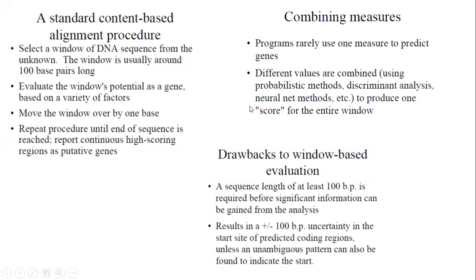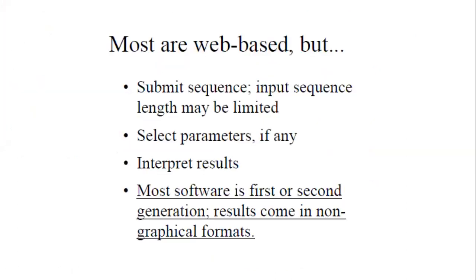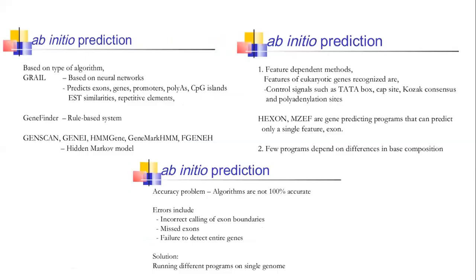You can read a little bit more points on standard content-based alignment procedures. But given time, I will quickly jump to GRAIL and GENEMARK, most of the sequence information that will help you to understand. Most are web-based. For example, you submit a sequence, you input it. The length may be limited, as I suggested. You may not put 1000 base pairs at a time. You have to select the parameters, interpret the results, and then based on the generation of the software, you may get a graphical or non-graphical version of the output you are looking for.